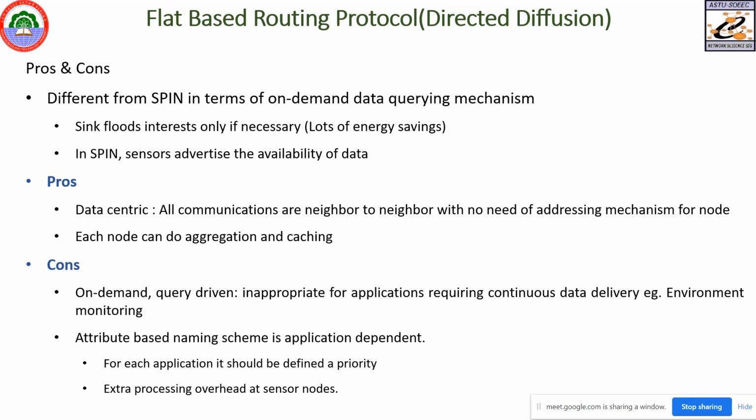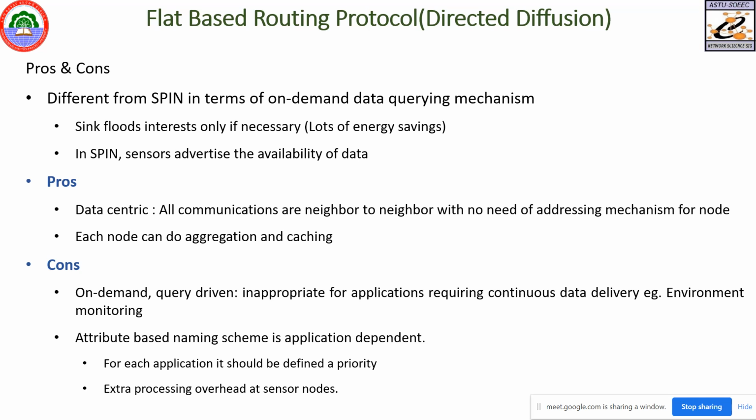At the same time, the node in this directed diffusion has the capability of combining messages and caching messages. One of the disadvantages, as we see, is that it is on demand, so this approach is inappropriate for applications that require continuous data delivery, like environmental monitoring. In such cases, this directed diffusion approach is not suggestible.